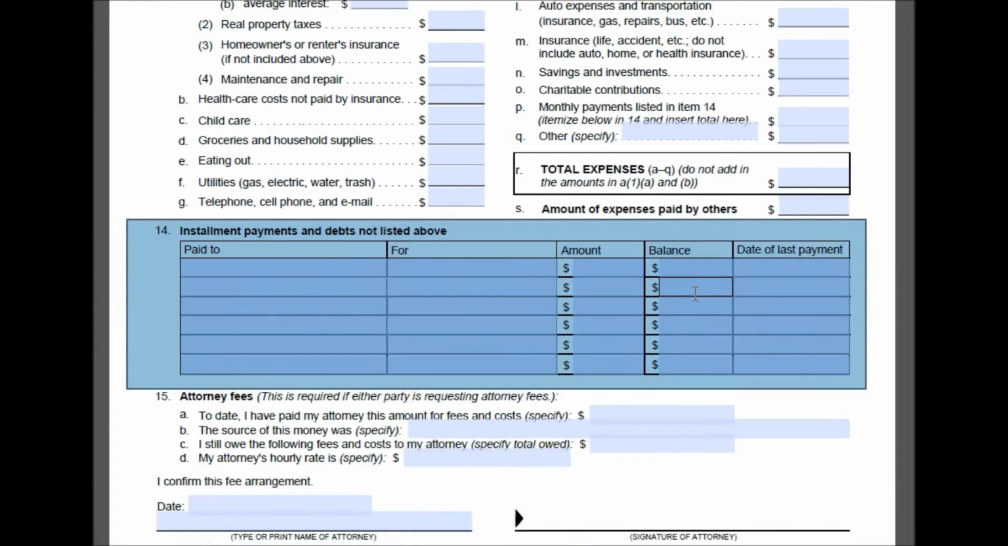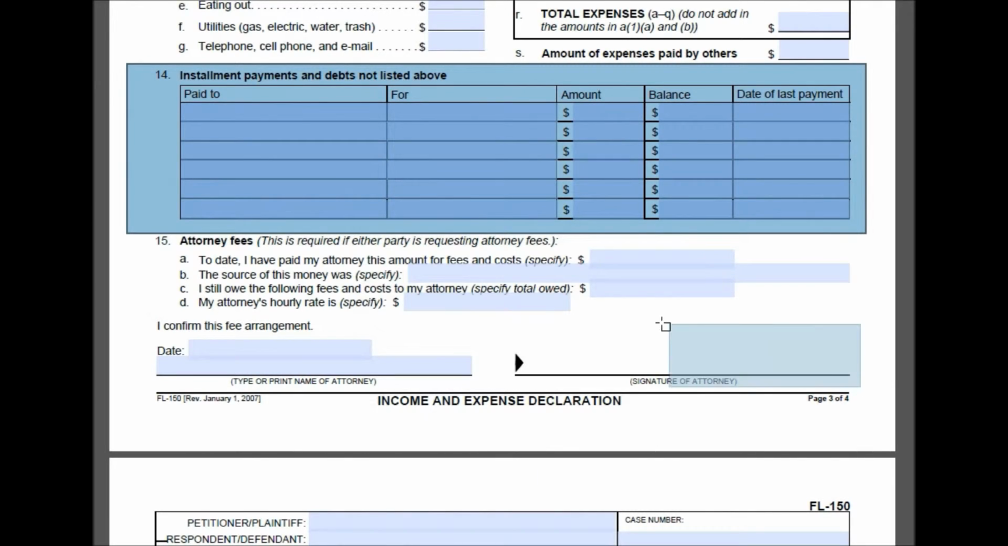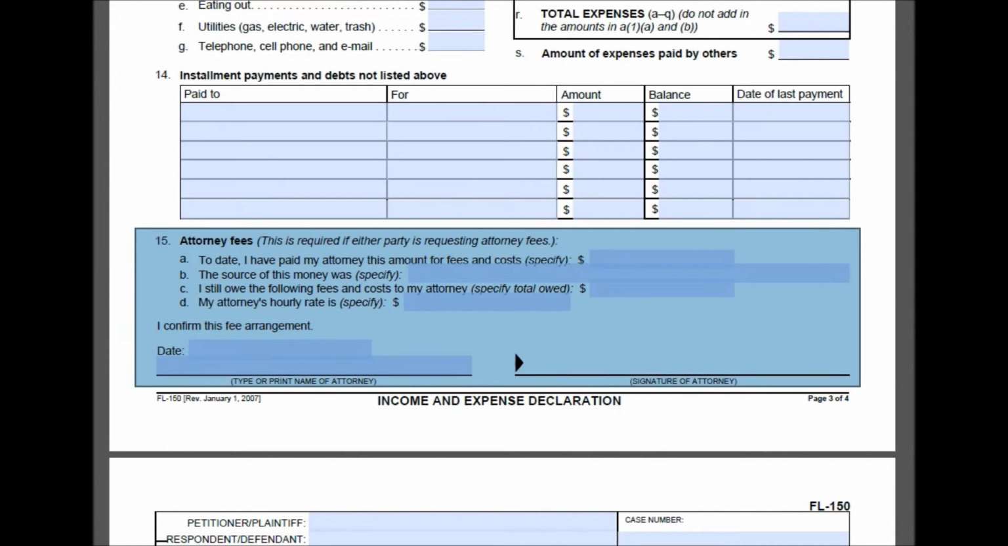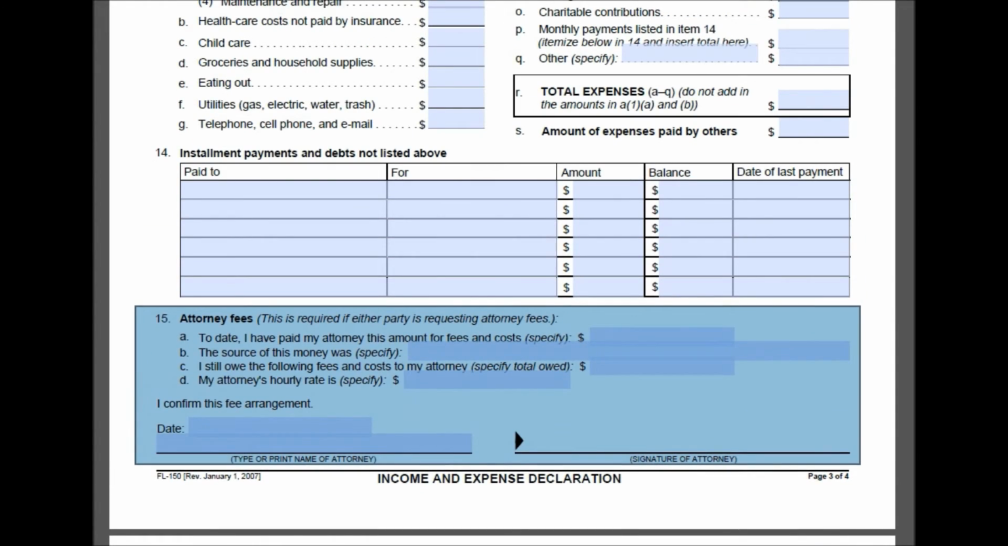Box 15 here takes up the remainder of the page. Box 15 applies to attorney's fees, as you can probably tell from the notation here. If you don't have an attorney, obviously you don't have to fill this out. But if you do have an attorney and you are asking the other party to pay your attorney's fees, the attorney needs to fill in this portion also and sign it over here on the right. You need to disclose what you're actually paying your attorney if you want the other side to reimburse you. So that's it for page 3.